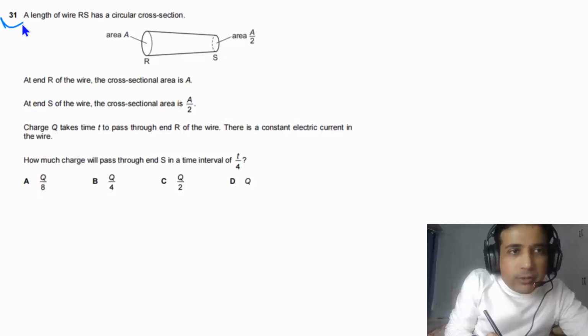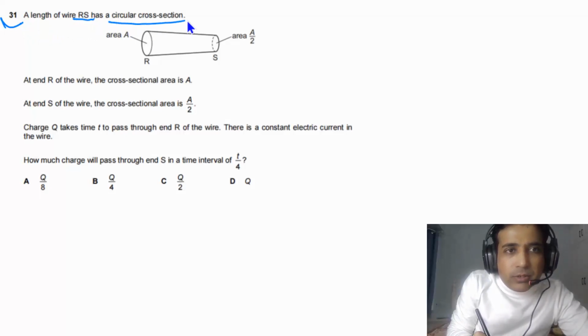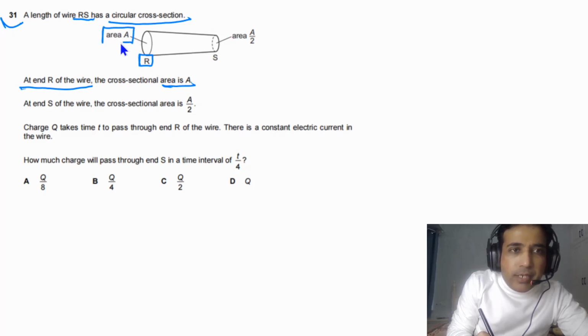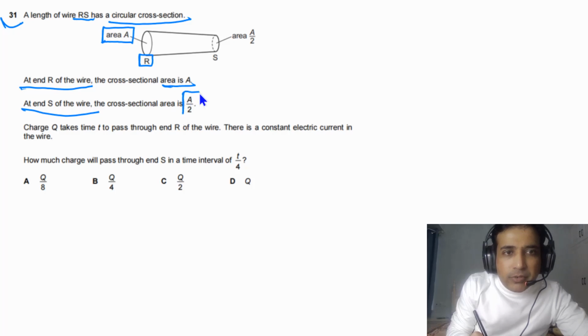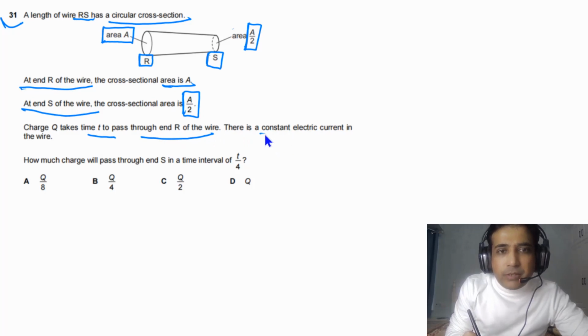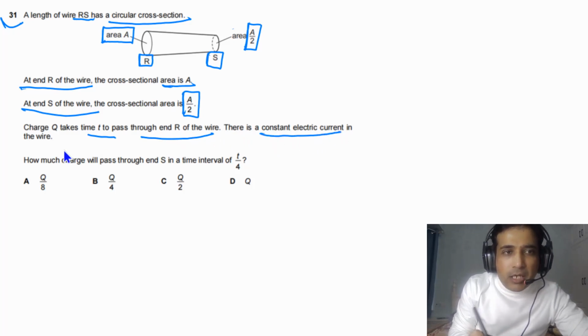For our question number 31, it is given to us a length of wire RS has a circular cross-section. At end R of the wire, the cross-sectional area is A. As you can see, at end R, the cross-sectional area is capital A. At end S of the wire, the cross-sectional area is A by 2. So this is A by 2 at end S. Charge Q takes time T to pass through the end R of the wire. There is constant electric current in the wire.